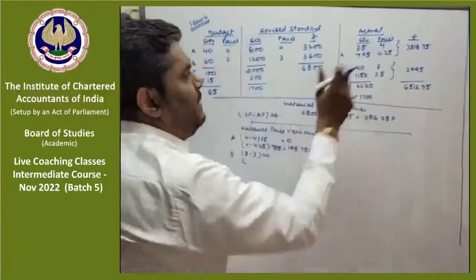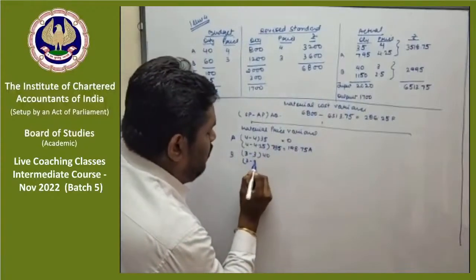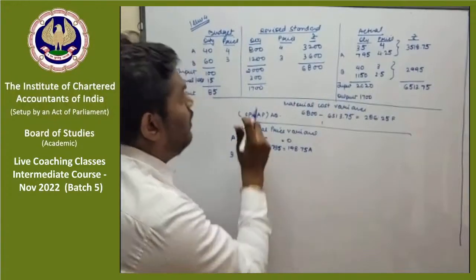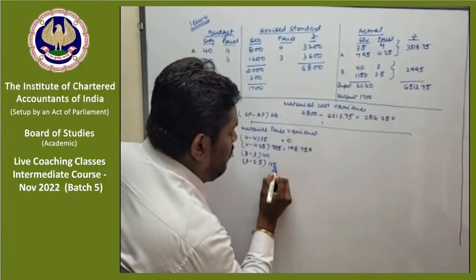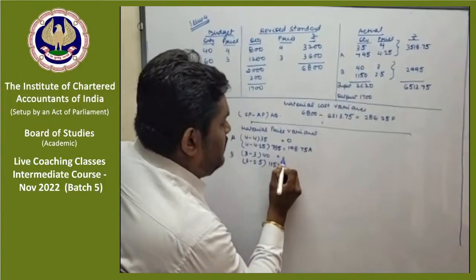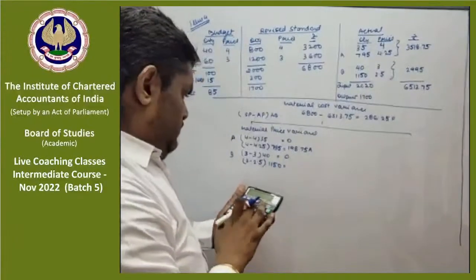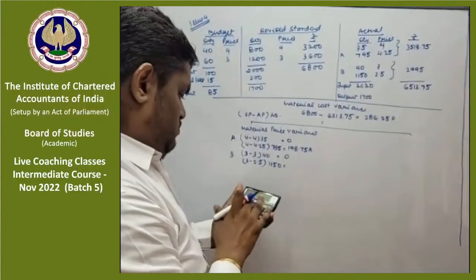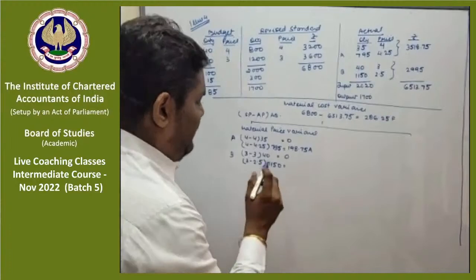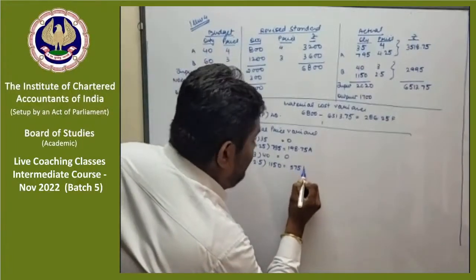And for this 3 minus 2.5 into 1150. So this will be 0 and this will be 575. Favorable.